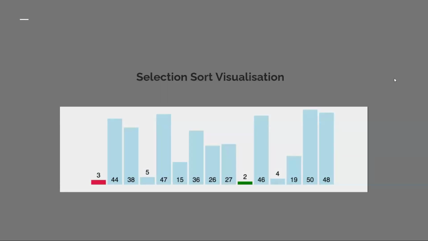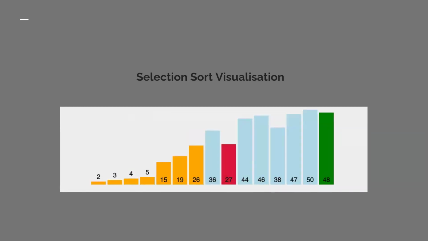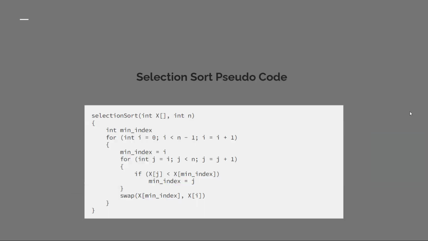Here's the selection sort visualization. We find the smallest and we replace the second with the number 3, the third with the number 4, the fourth with the number 5, then 15, 26, 19, and 19 will be swapped. 26 and 26 will be swapped. 27 and 27 will be swapped, and so on. Here's the selection sort pseudocode.